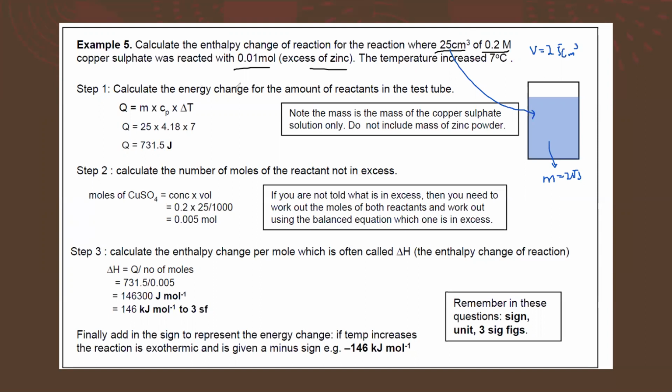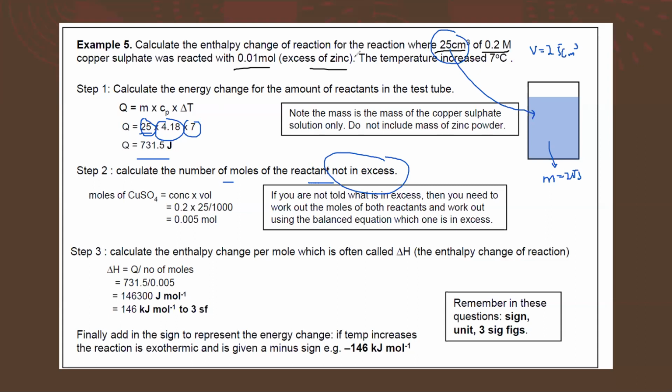So we have to calculate the energy change for the amount of reactant in the test tube. So energy is c m delta T. m is the mass. Why did we take 25? Because the volume of the solution is the volume of the water in it, and the volume of the water is the same as the mass of the water. The specific heat of the water is 4.18 and the temperature change is 7. So when you multiply, you will get 731.5 joules.